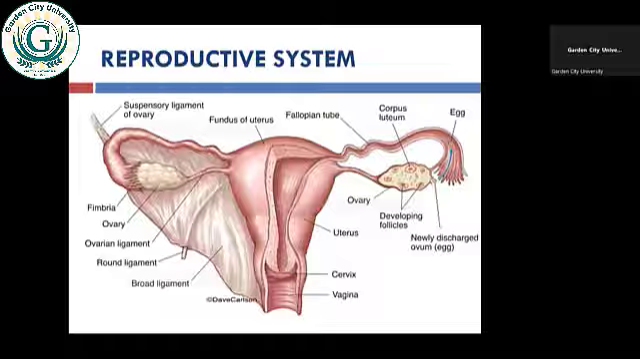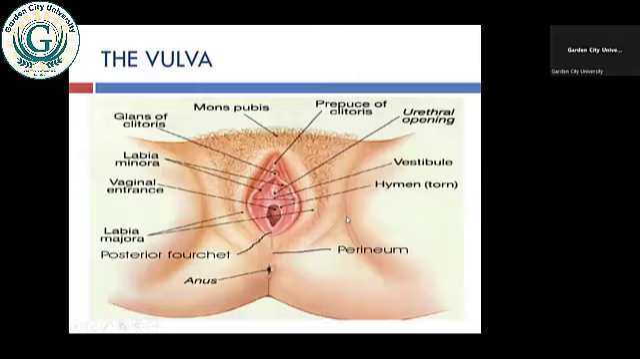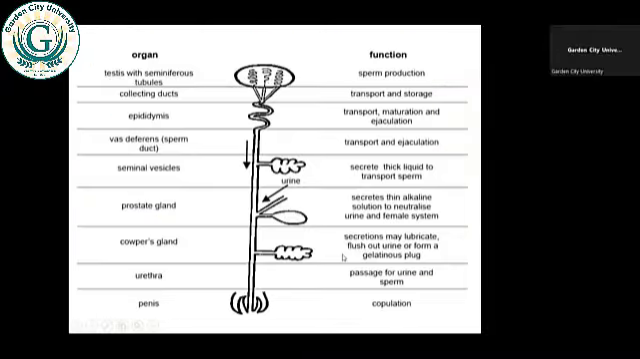So we have to go back and know how to draw it, and then also the labeling. Read it and know it. Then the diagram of the vulva. You need to know about this in family planning. So you have to go back and draw it, study it and know it, because you may be given the diagram and asked to label it.